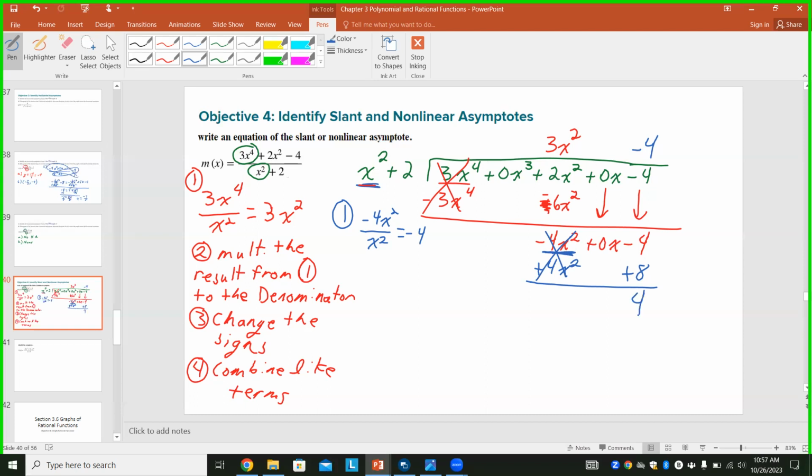Now, what you would try to do is keep going. However, if I take 4 divided by x squared, does that go into it evenly? No. So this right here is called the remainder, and it is not needed in our answer. The only answer we have is the result that we got up here. So our slant asymptote, usually they'll write it like y equals whatever this result is. So y equals 3x squared minus 4. And that's your answer.